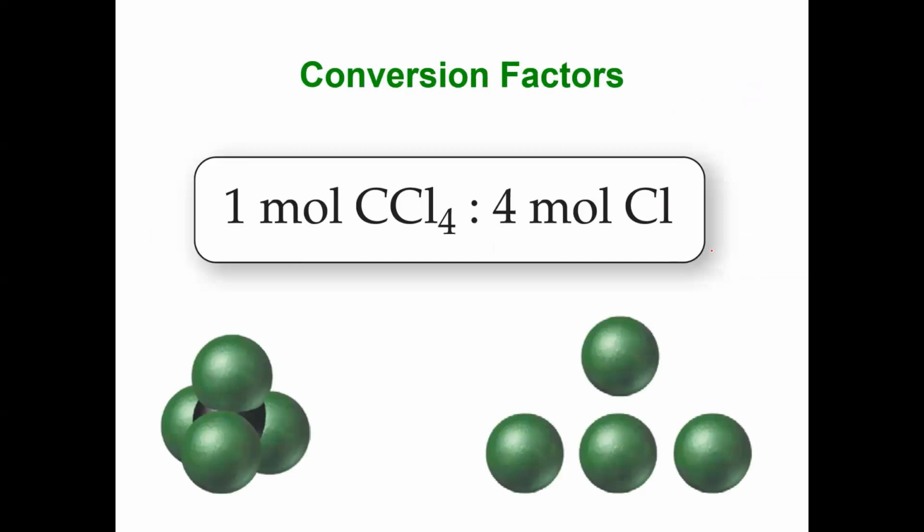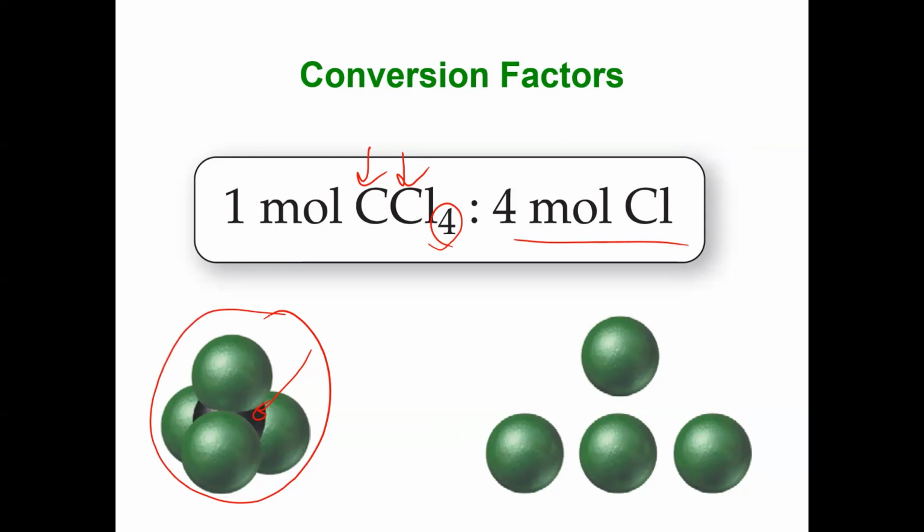So if I had carbon tetrachloride, why is this carbon tetrachloride? It is a binary covalent compound. How do I know that? Both carbon and chlorine are nonmetals, so I have to use the prefix tetra to show 4. But in 1 mole of it, I have 4 moles of chlorine. How come? Well, the black circle represents the carbon and the green circles are chlorines. So 1 mole of this would give me 4 moles of that. And I can use that as a conversion factor.